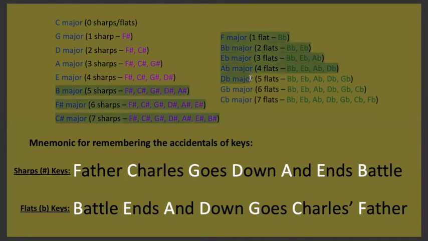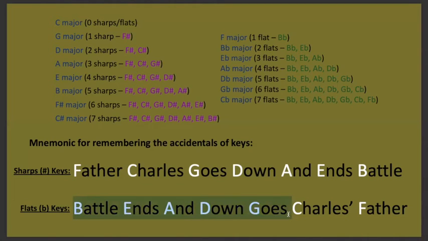So if you know that D flat major has 5 flats, then it will be the first 5 words of this mnemonic read backwards. Battle ends and down goes B, E, A, D, and G flats.